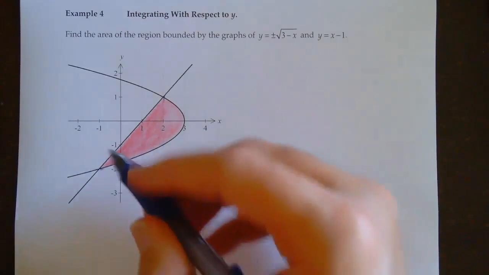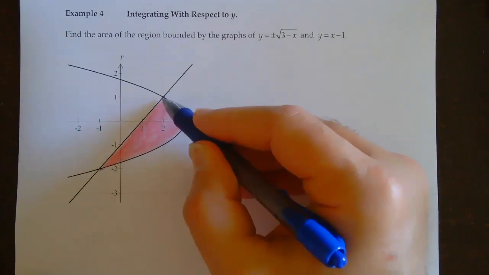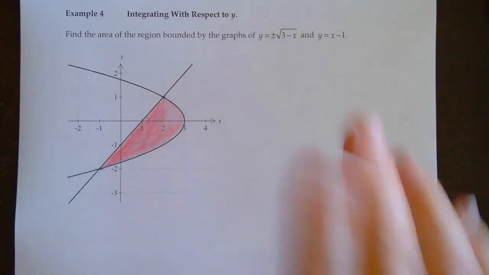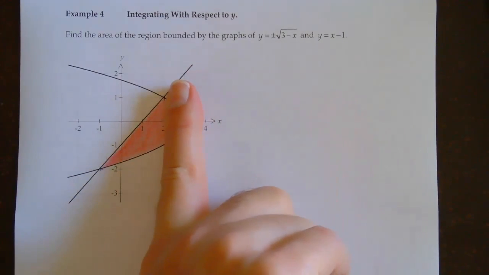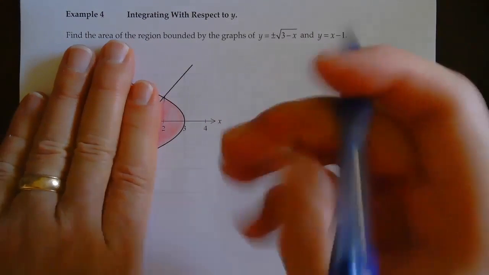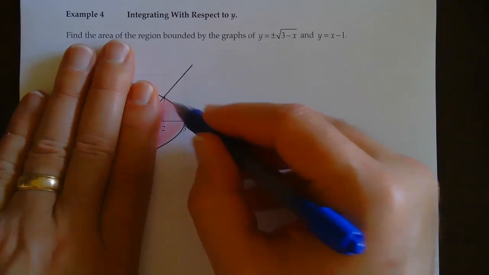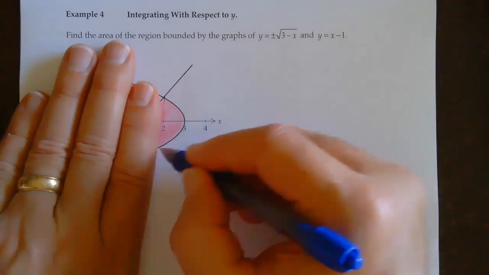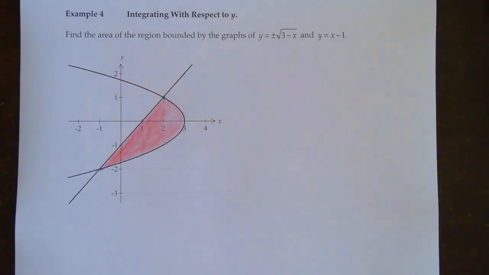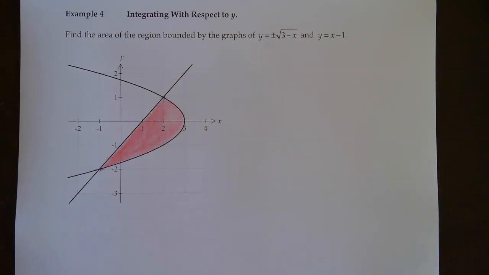And you'd have to use two integrals, one from this point to this point, the line minus this curve, so you would in essence get that area right there. And then you have to add this area, which would be the top square root function minus the bottom square root function, and then you'd stop the integration right here. That would perfectly work, but you need to know other ways.